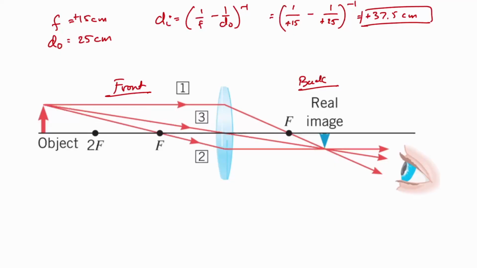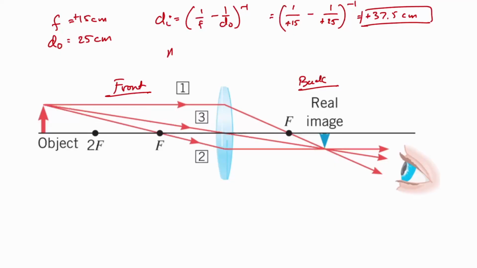So I stop for a second and I start asking questions. First thing I'm going to ask about is that positive sign right there. According to the sign convention chart, how do you get a positive image distance? Where does the image have to be? It has to be in the back. According to our diagram here, is the image forming on the back side of the lens? Yeah, okay. So I expected to get a positive sign there. It's a good check to make.